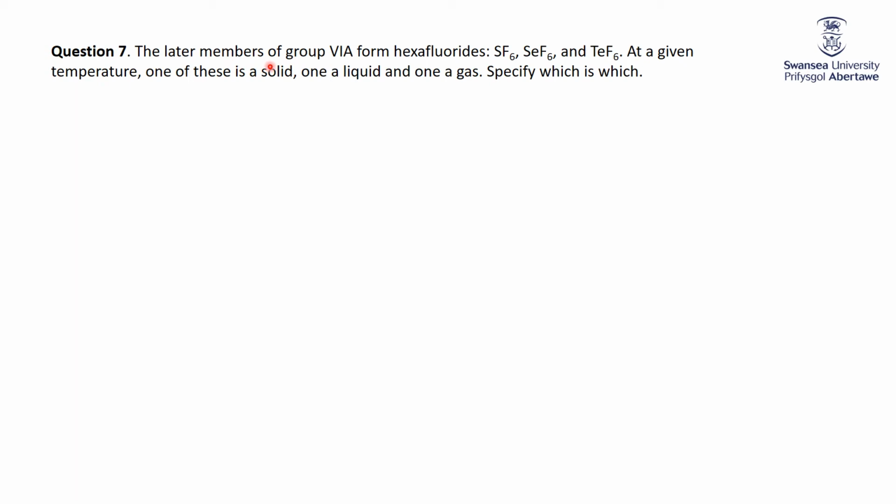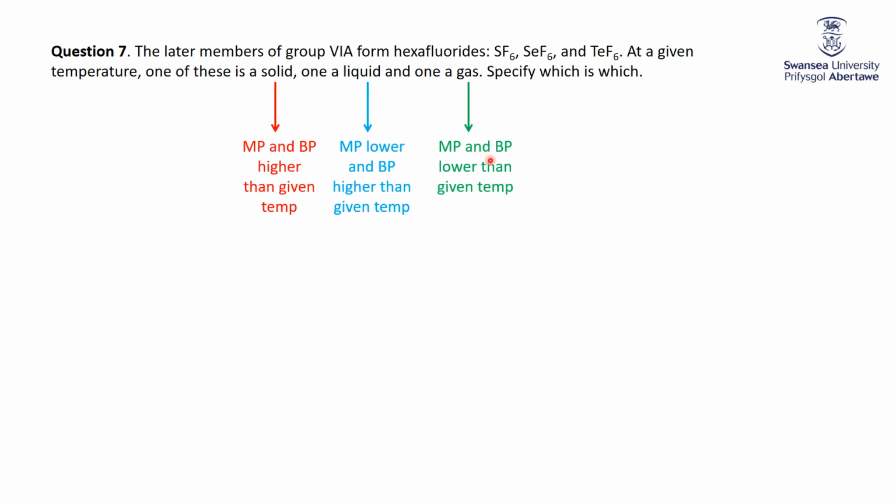So later members of group 6A, the chalcogens, form hexafluorides: SF6, SeF6, TeF6. Given temps, one's a solid, one's a liquid, one's a gas. Well, if it's a solid at this given temperature, that means it has neither boiled nor melted, so its melting point and boiling point are higher than this given temperature. If it's a liquid at this temperature, that means that it's melted but not yet boiled. So in other words, its melting point is lower than this temperature, but the boiling point is higher than the temperature. And finally, of course, if it's a gas, that means it's melted and boiled, so its melting point and boiling point are lower than the given temperature. Now, by and large, the melting and boiling points, of course, depend on how strong the interparticle forces are.